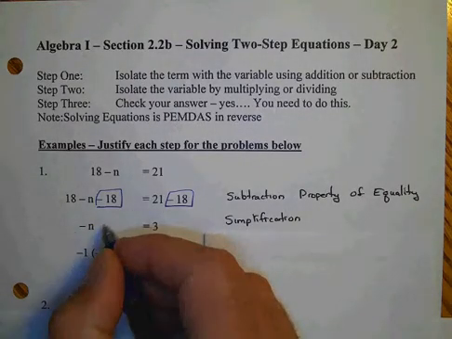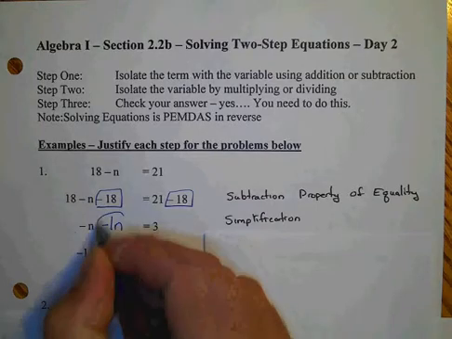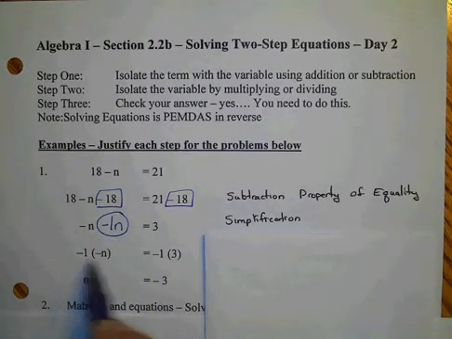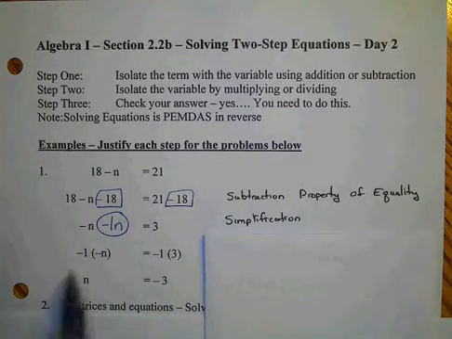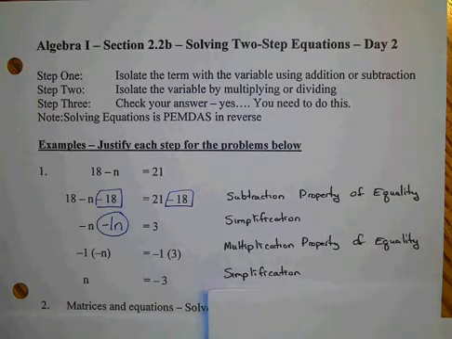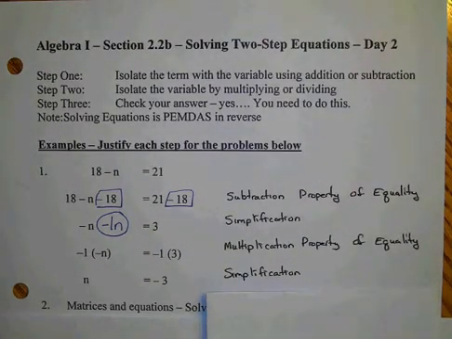Remember, that's really minus 1n. Well, to get rid of a minus 1n, we can either multiply by -1 or divide by -1. I chose to multiply, so I did that to both sides. That's the multiplication property of equality. Then once again, when we're just working out and simplifying a problem, the next step is just simplification. So that's just an example of what it means to justify each step of an equation.